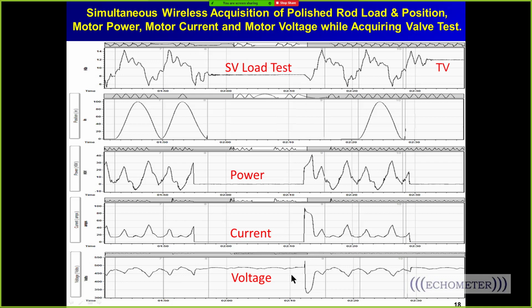a valve test. This is a standing valve test. So you can see that the load becomes flat. No change in position. The power drops to zero. The current drops to zero because we put our current connectors below the HOA switch, and we put the voltage connectors above the HOA switch, and they're reading the power on the line, and so it jumps up to a fairly constant 480 volts.